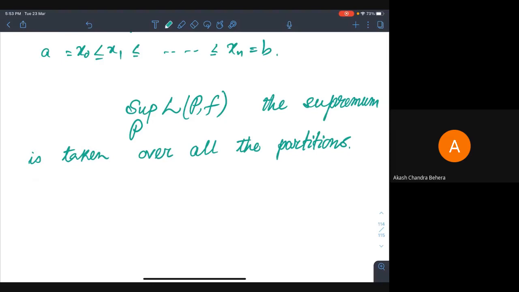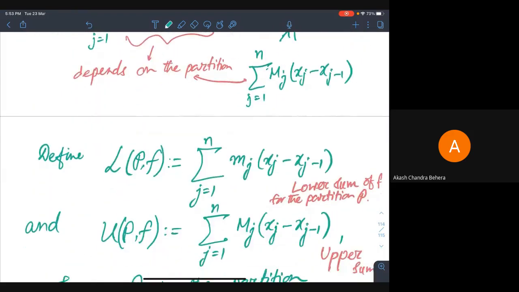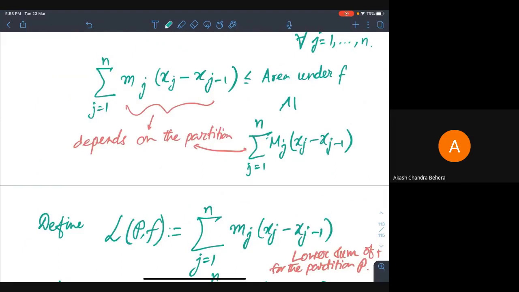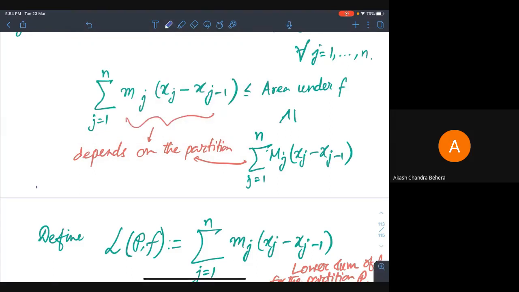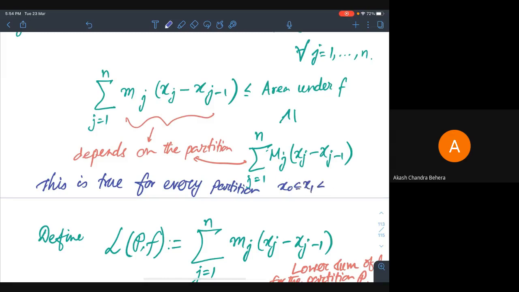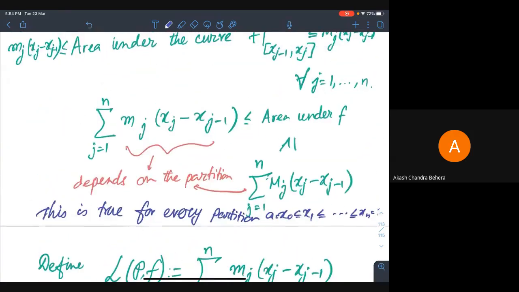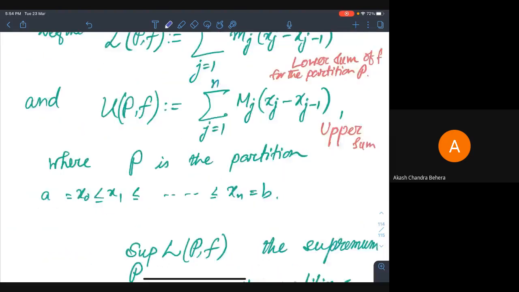And similarly, we will have the infimum of the right side. This is true for every partition, right? So see, this is interesting to note. This is true for every partition P, every partition x_0 less than or equal to x_1, and so on, x_n, b. Then if you look at the supremum, that will be less than or equal to the area, and if you look at the infimum here, that will be greater than or equal to the area, and that is what we are looking at.